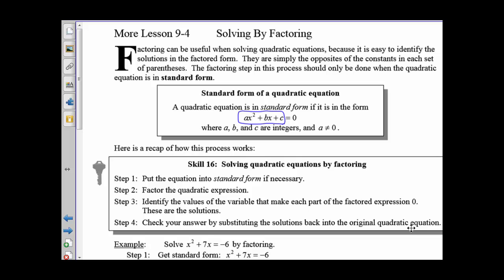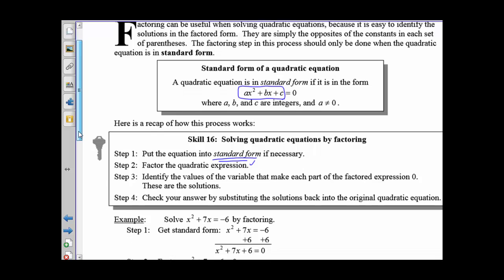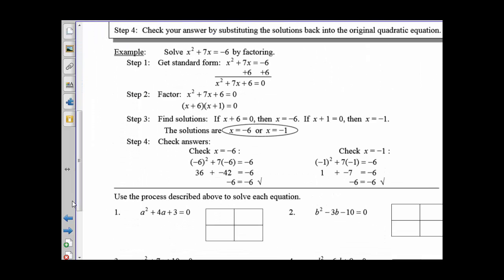Okay, this is skill 16, and we need to ask ourselves four steps. The first thing is, is it in standard form? Because we need to put it in standard form if it's not. Then we're going to try and factor that quadratic expression, and then identify the values of that variable that make each part equal to 0, and then check our answer by substituting the solutions back into the original equation. There is an example: solve x squared plus 7x minus 6. Please check the example to see if you have any quick questions on the steps from 1 to 4.